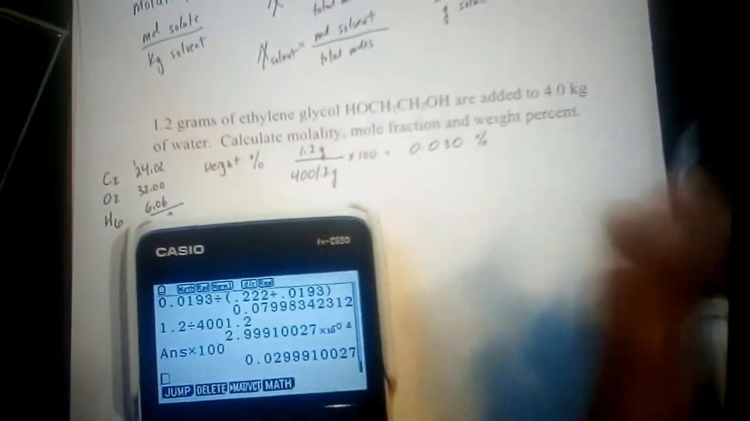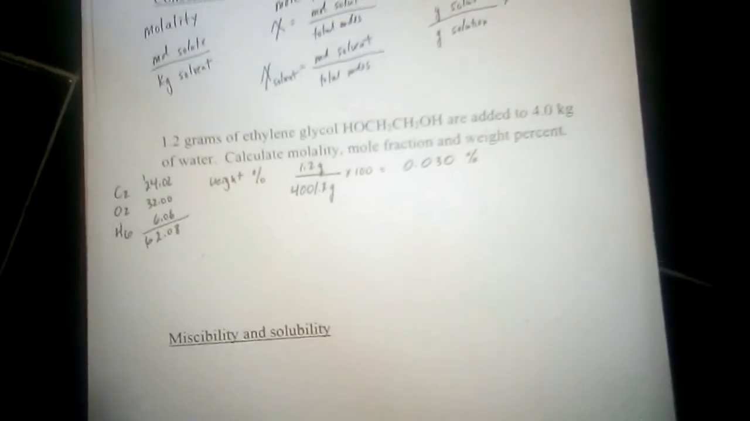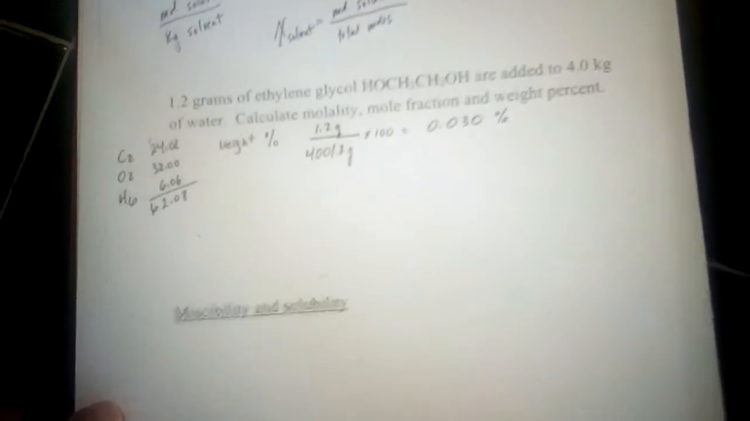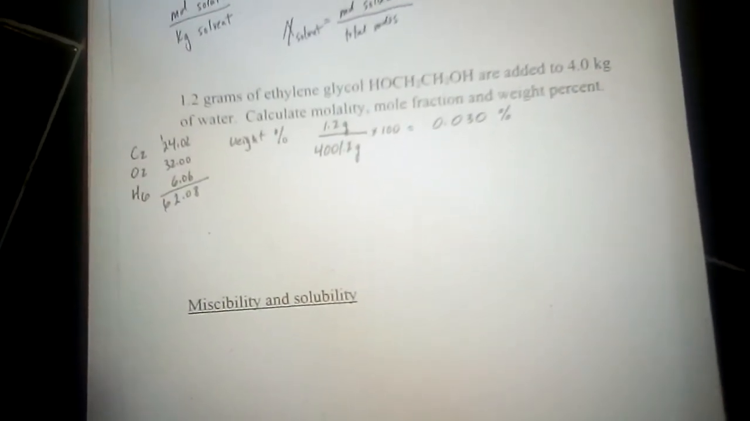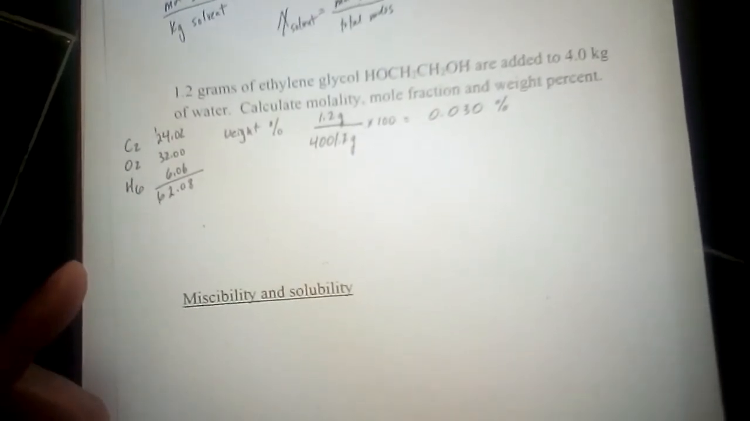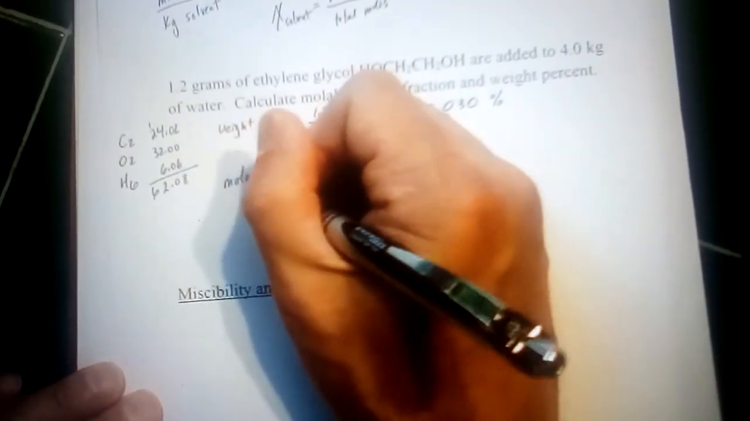And then since this is a percentage, we want to put the percent sign there, but really no other units to show what is being described there. They kind of cancel out back here in the way weight percent is put together. Okay, so 0.030% for that solution. Now, the next easiest one to do, since we have the masses already, would be molality. So let's do that second.